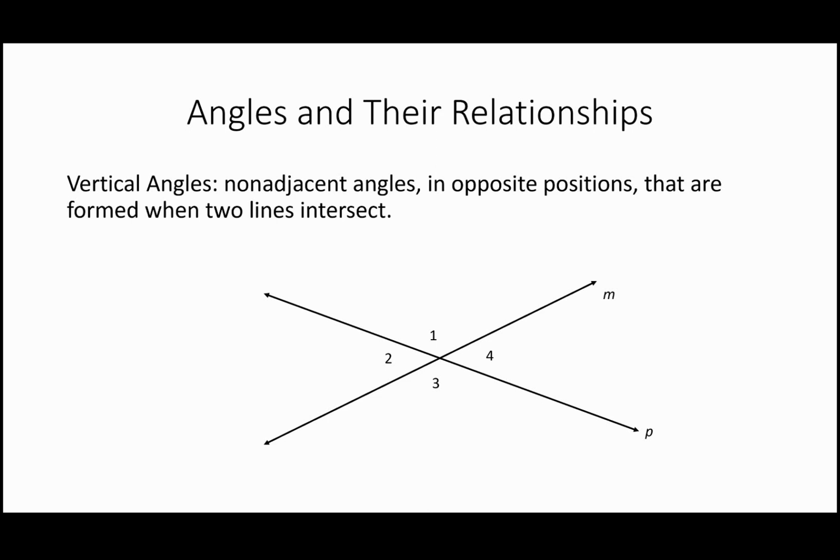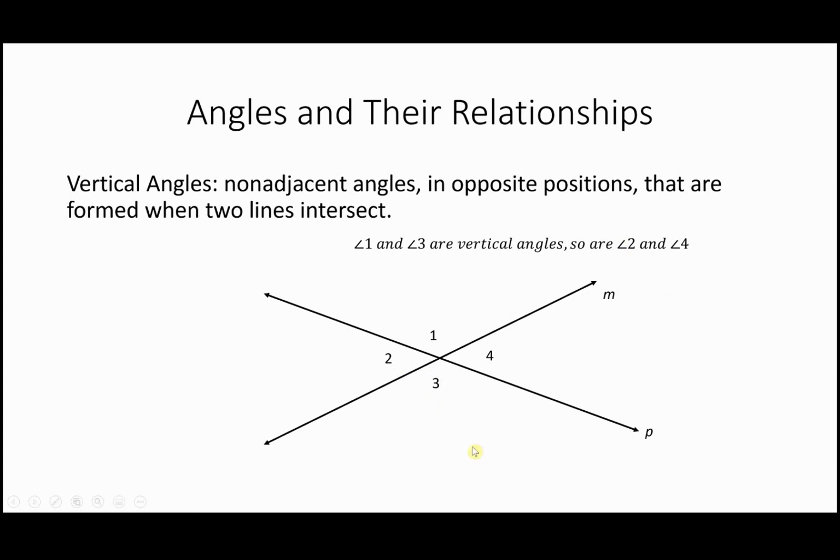Let us define vertical angles here. Vertical angles are non-adjacent angles, so not sharing a side and a vertex, in opposite positions that are formed when two lines intersect. So, looking at lines M and P in the figure here, what are the two pairs of vertical angles that you see? Angles 3 and 1 are vertical because they're non-adjacent in opposite positions that are formed when two lines intersect. So angles 1 and 3 certainly fit that definition. Furthermore, angles 2 and 4 are also vertical angles to one another.